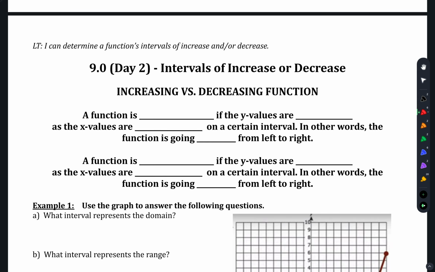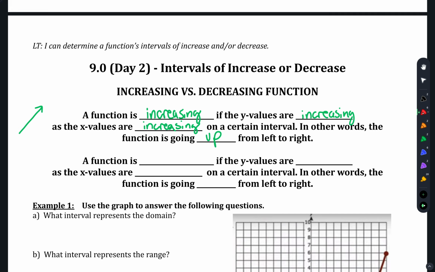So here's our first vocab. An increasing function, or a function is increasing. Now this is the formal definition. It gets a little wordy. It says if the y values are increasing as the x values are increasing, then I have an increasing function. In other words, if we read like a book from left to right, the function is going upwards from left to right. That looks something like this. Remember positive slopes versus negative slopes? This would be like a positive slope.